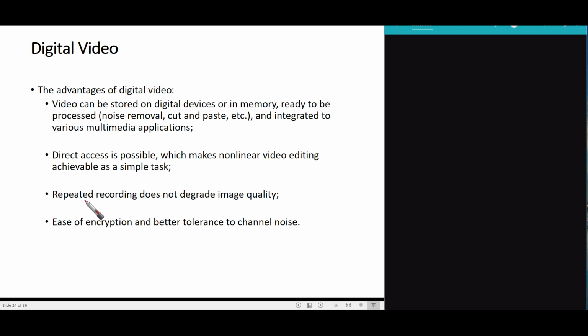Also, if we repeatedly record digital video, image quality will not be lost compared to analog video. And also encryption, and some other coding and decoding things can be done easily in digital video. So that's why digital video is very attractive.